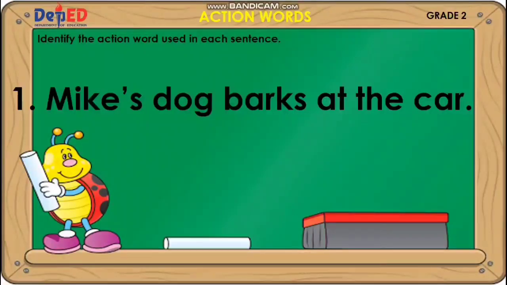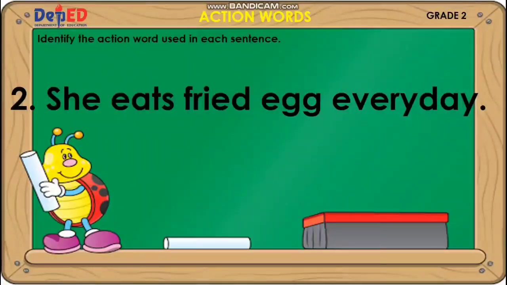For our first activity, we are going to identify the action word used in each sentence. First sentence. Mike's dog barks at the car. What is the verb or the action word used in the sentence? Very good. The answer is barks.